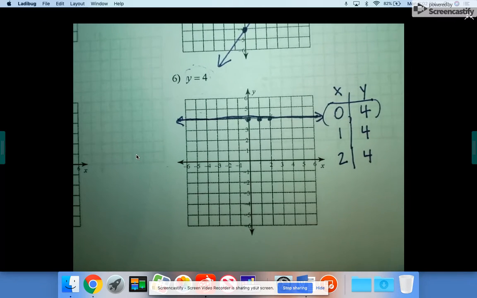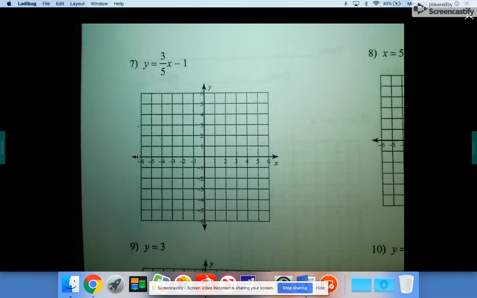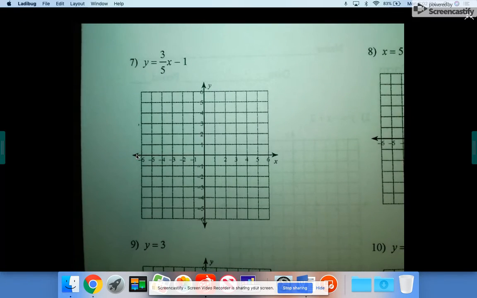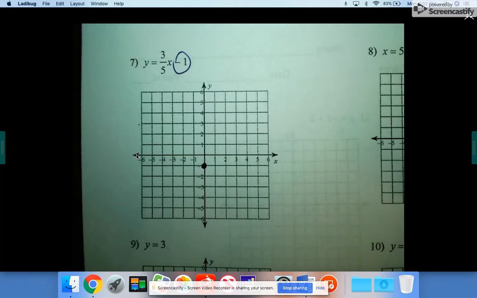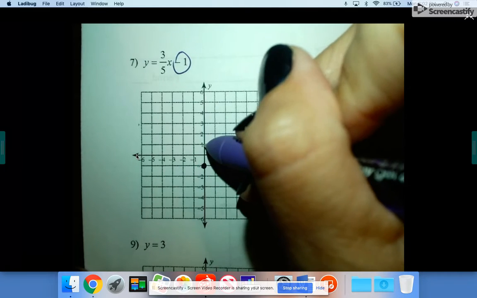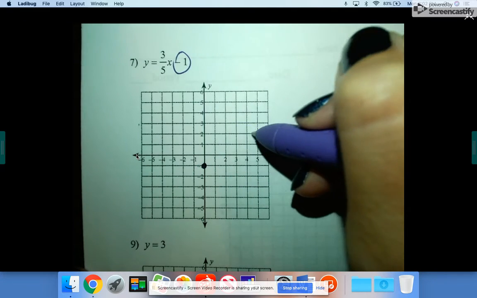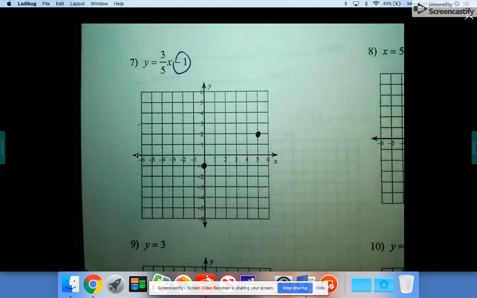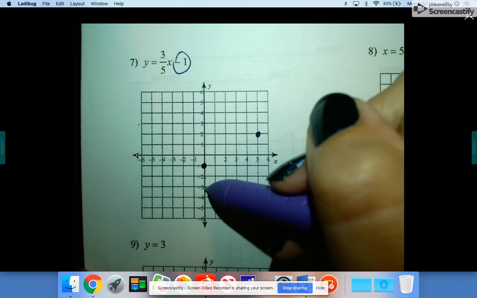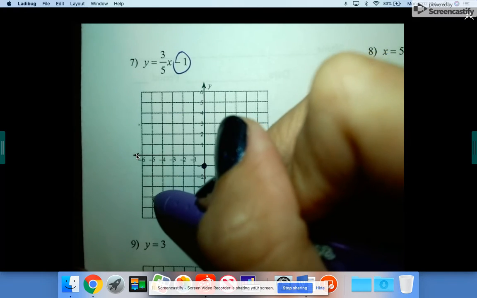All right, turn your paper over. On the back, it is 3/5 x minus 1. So first dot goes at -1. And then the slope is 3/5, so that's up 3/5. And always go up and to the right unless it's a negative slope. That's when you go down and to the right. Okay, and then we can keep going down 3/5 this way.